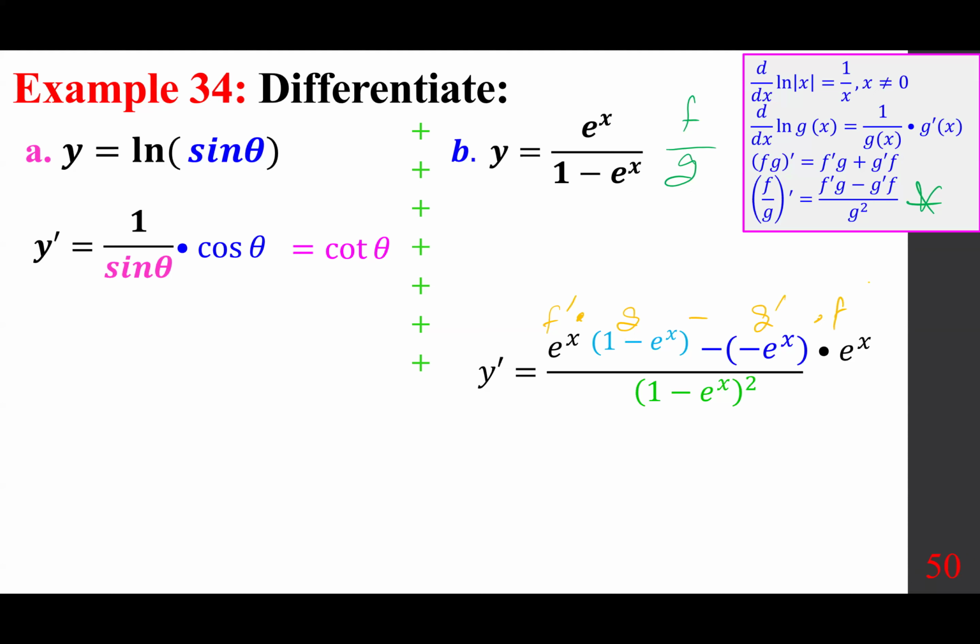So all we have to do is simplify this. And to do so, we are going to distribute. This gives us e to the power of x. This gives us e to the power of x times e to the power of x, which is e to the power of 2x. So minus e to the power of 2x. This one gives us plus e to the power of 2x. So these two cancel each other. And the numerator has only e to the power of x. The final answer, y prime, is e to the power of x over 1 minus e to the power of x quantity squared.